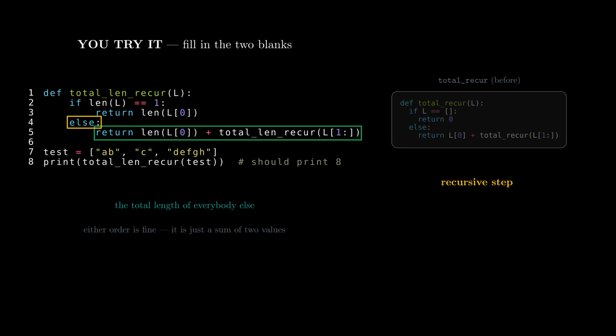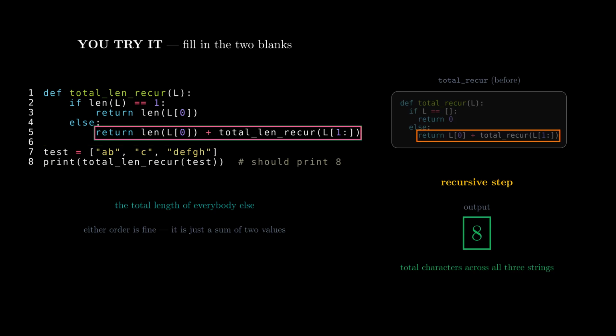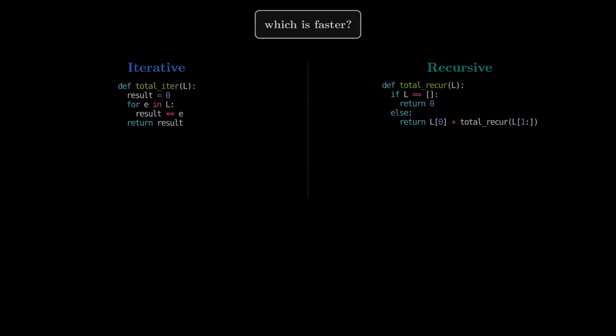It is fine to write the 2 terms in either order. We are just summing 2 values. Run it on the test list. 2 plus 1 plus 5, and the function prints 8, the total number of characters across all 3 strings. The pattern is identical to summing elements, only the work done at each step changed, from the element's value to the element's length. A natural question is whether the recursive version beats the classic loop on efficiency.